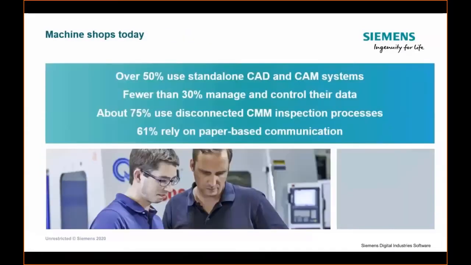More than half of these machine shops use standalone CAD and CAM systems. The manufacturing data is controlled in only one-third of these companies, and 75% use completely disconnected CMM inspection processes. The most surprising discovery was that 61% of the machine shops still rely on paper to transfer data between planning and production. Clearly, this approach by manufacturers to use disconnected, partially automated processes driven by separated technologies is no longer enough to be successful today.